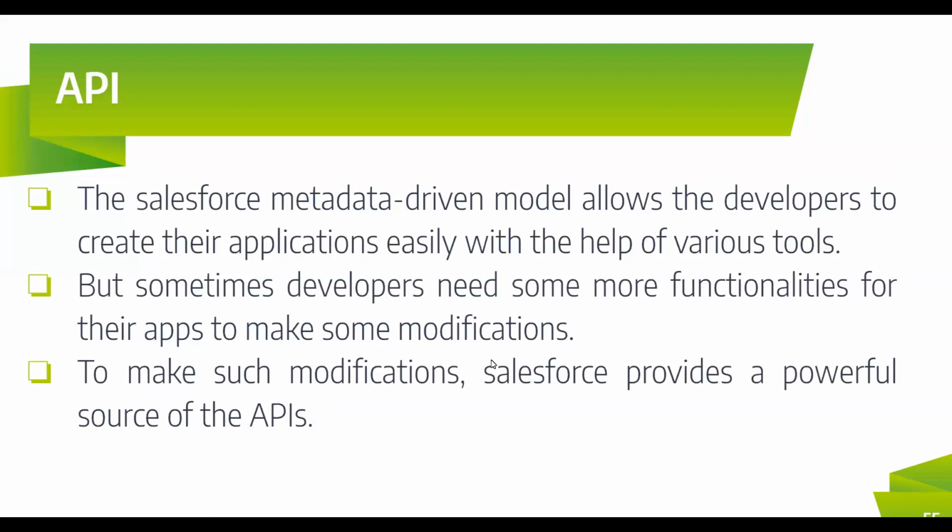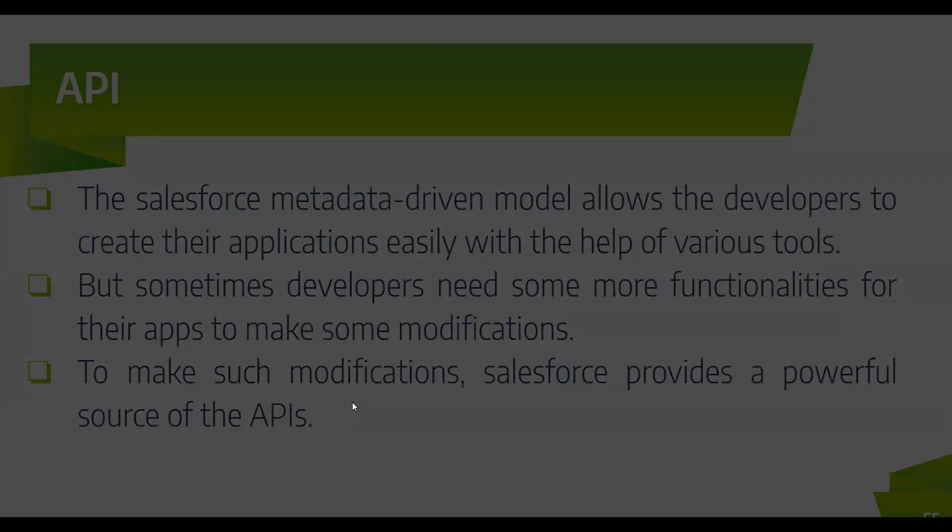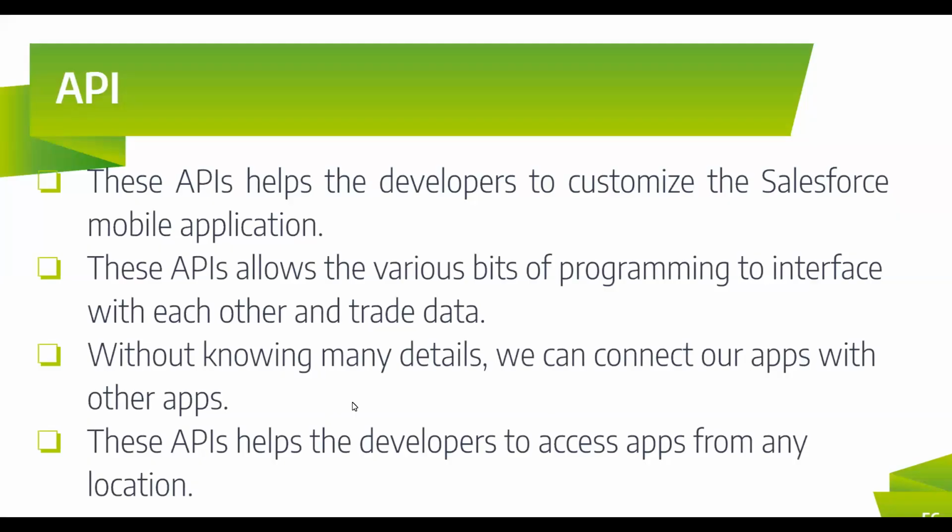So some developers need some functionalities for their apps to make some modification here. To make such modifications, Salesforce provides a powerful API. Salesforce has a lot of APIs. API is called application programming interface. With the help of the application programming interface, I can develop, I can create a new functionality, I can integrate it. What can't I do with the API? The API helps the developer customize the application. It allows the various bits of programming to interface with each other and trade off. Without knowing many details, we can connect our application with other apps. Without knowing any information, I can connect with the other apps.